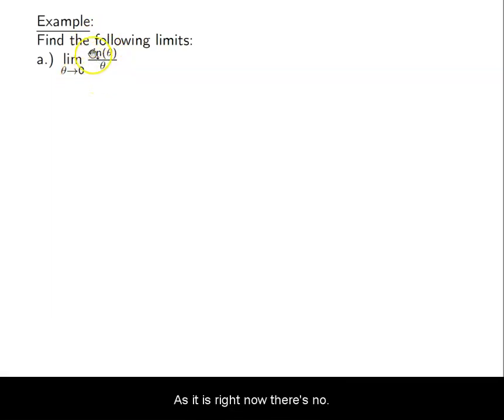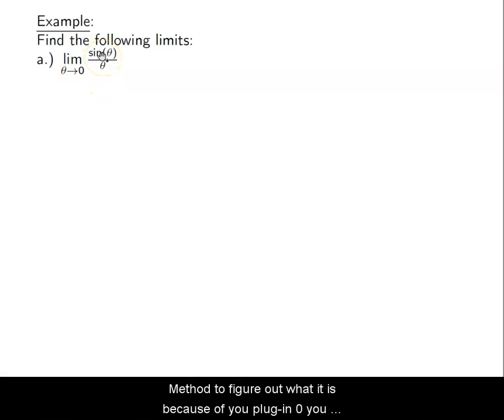As it is right now, there's no method to figure out what it is, because if you plug in 0, you get 0 over 0, which is an indeterminate form. So up until now, the only way that we had to try to calculate this thing was by plugging in values of theta very, very close to 0, as we approach from the left, from the negative side, and as we approach from the right, from the positive side. So a numerical method. Here, both of these functions are continuous at 0, or over an interval containing 0. So we can just differentiate both.